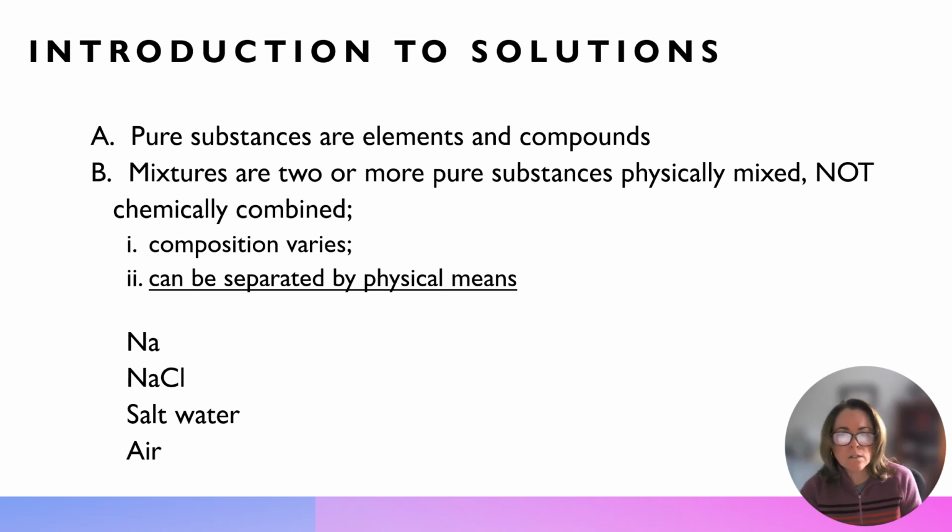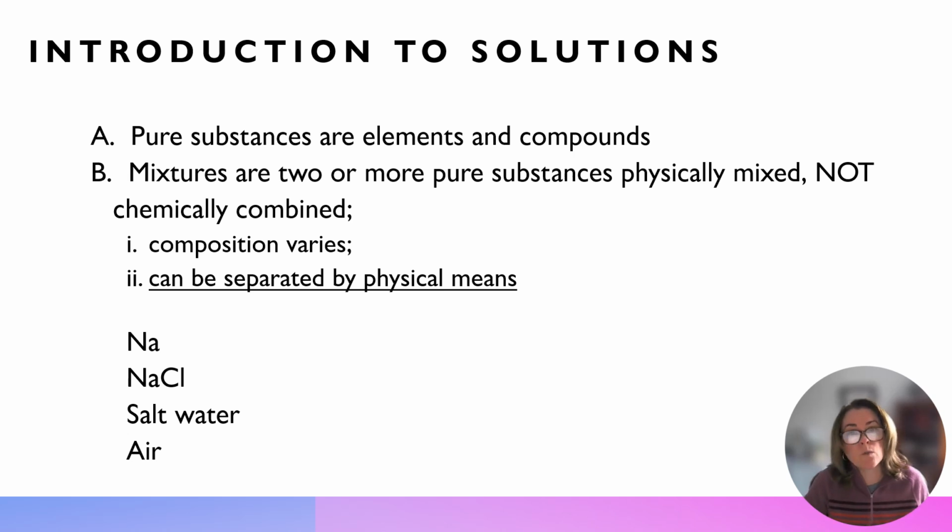Okay, so we've talked about types of substances way back at the very beginning of the semester. In the beginning we talked about pure substances, and we defined them as being elements and compounds. We also talked briefly about mixtures, and we define a mixture as being two or more pure substances that are physically combined but not chemically combined. So this means that their composition varies, and it also means that they can be separated by physical means.